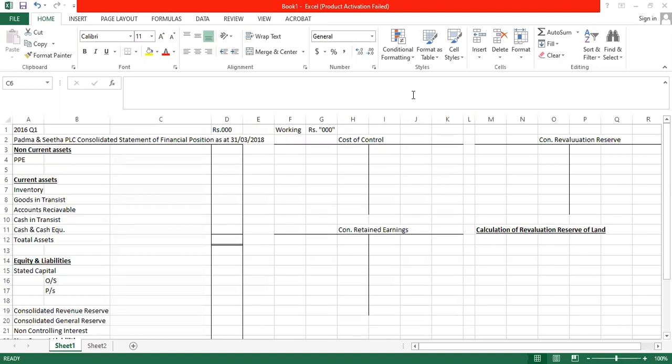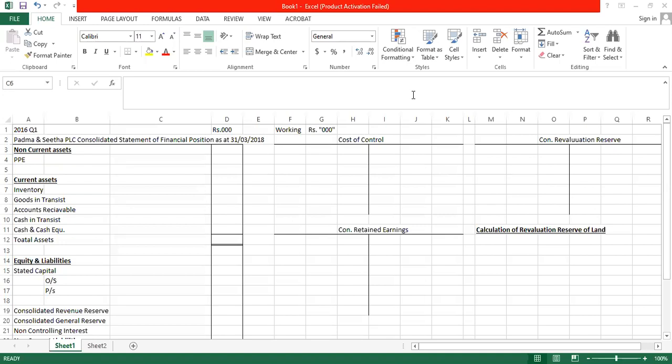So it is more than 50%. 75% is greater than 50%. So Sita PLC now is a subsidiary company of Padma PLC, right? The date of acquisition is 1st April 2015.